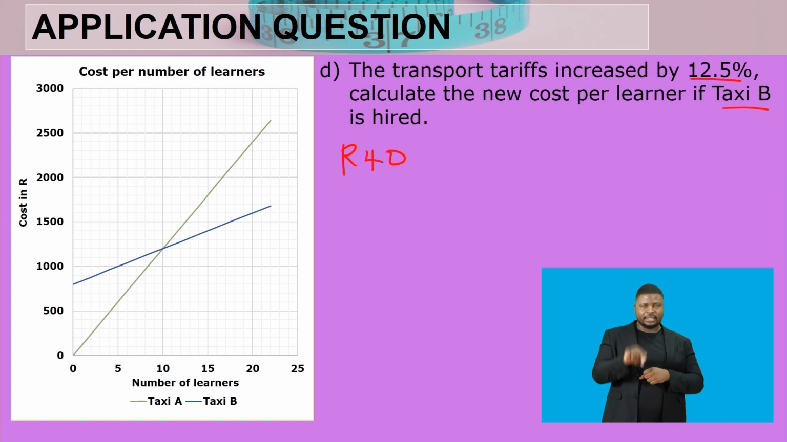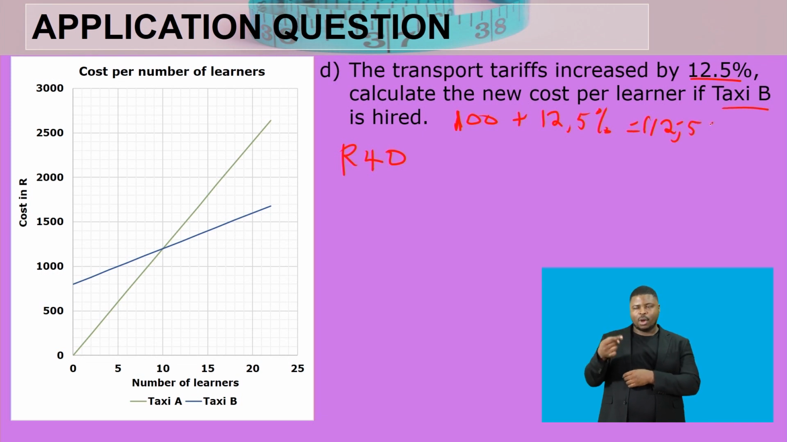12.5%. We have to increase it. So remember percentage increase. We are saying 100% is the original amount plus 12.5%, which gives us 112.5%.